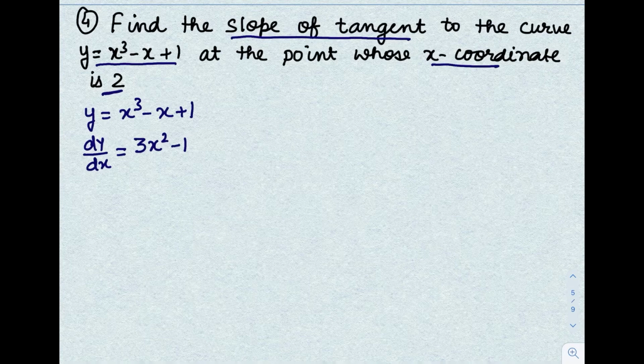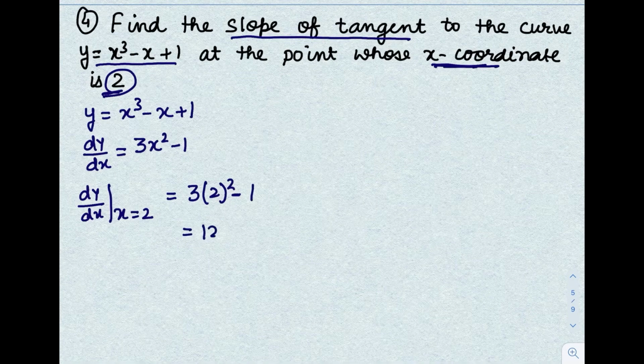Now in this case we have been given x coordinate is 2. So dy by dx at x equals 2 will be equal to 3 into 2 square minus 1, that is 12 minus 1, and we get the answer as 11. This is the slope of the tangent.